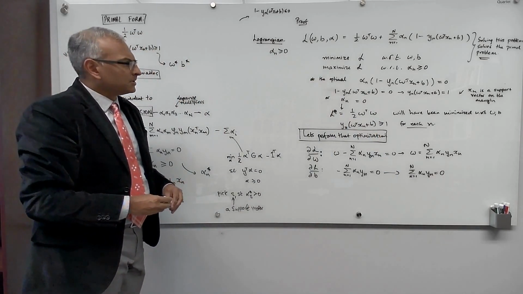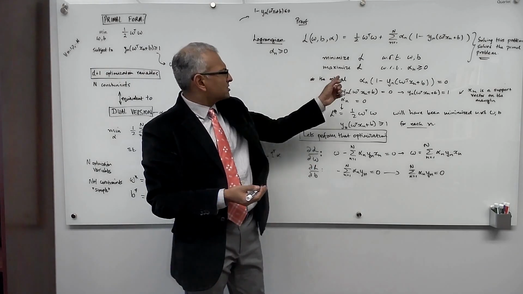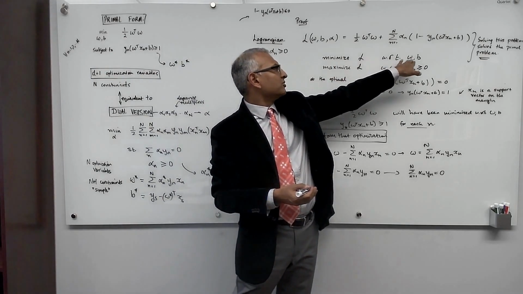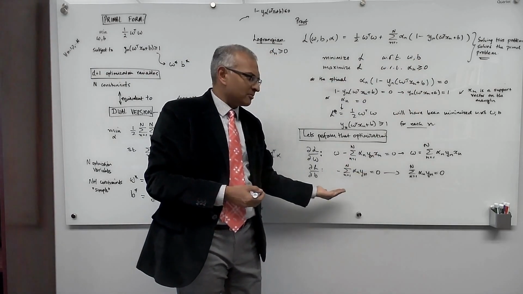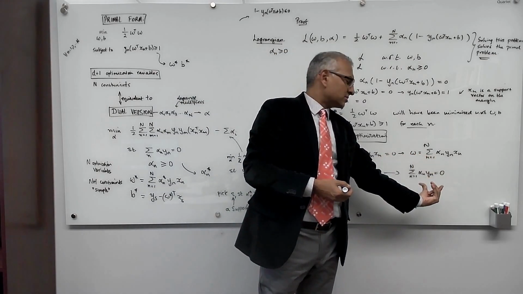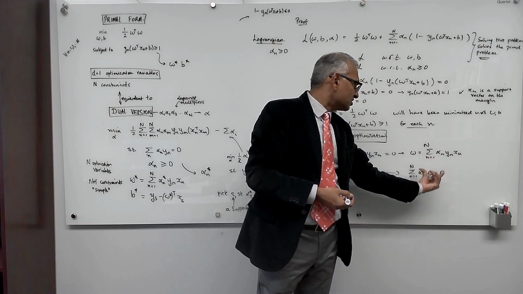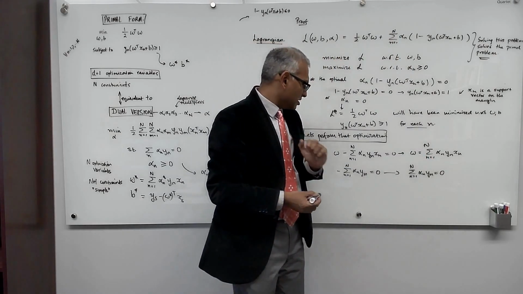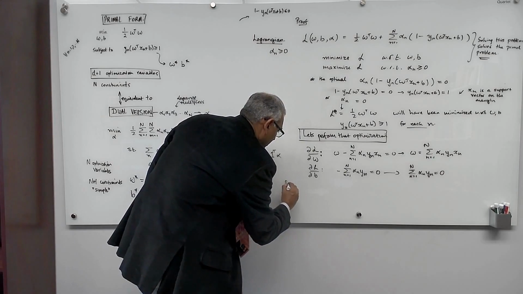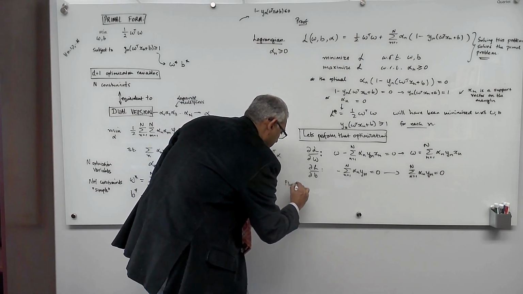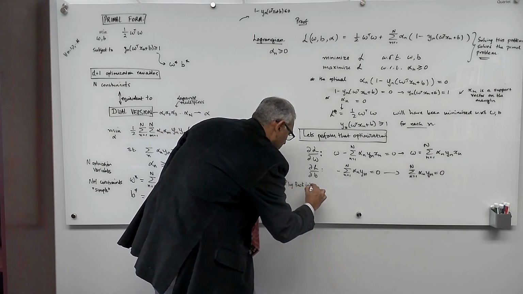So the stationarity conditions for minimizing the Lagrangian with respect to the unconstrained variables is that the derivative must be 0. That gives us equations that must be satisfied at the optimal. So we can use these equations, plug them back into the Lagrangian.